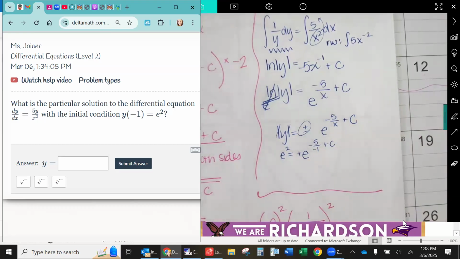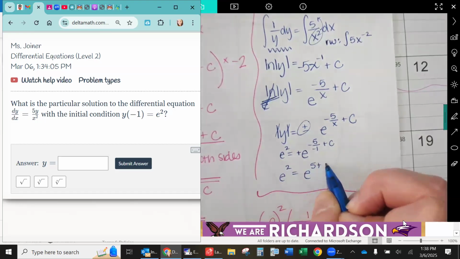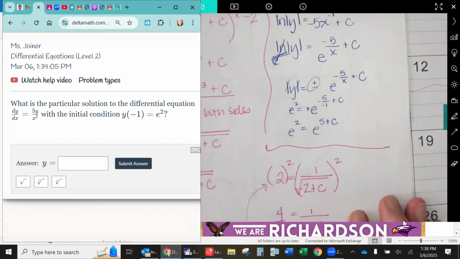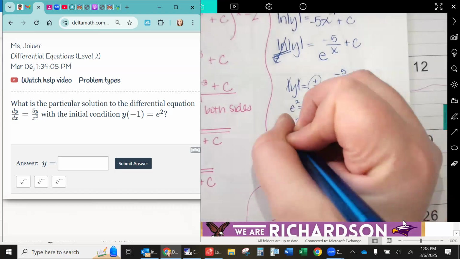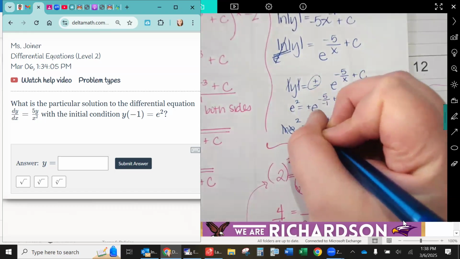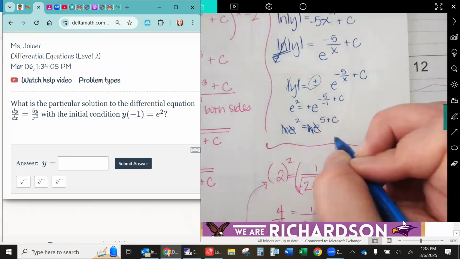Okay, what is negative 5 divided by negative 1? So that's e squared equals e to the 5 plus c. And then we're almost done. If they both have an e, I can just cross it out. But what algebraically am I doing that crosses those e's out? You're ln'ing both sides, but either way, both of your e's are going to be gone. So now I have 2 equals 5 plus c, last step. Subtract the 5 across, what would my c be?